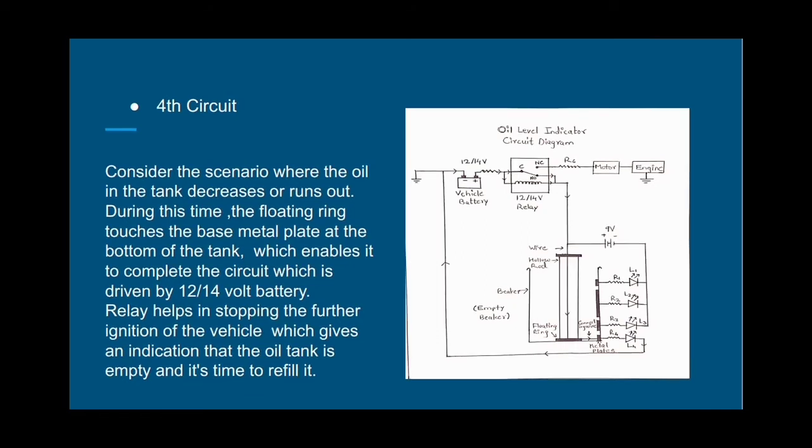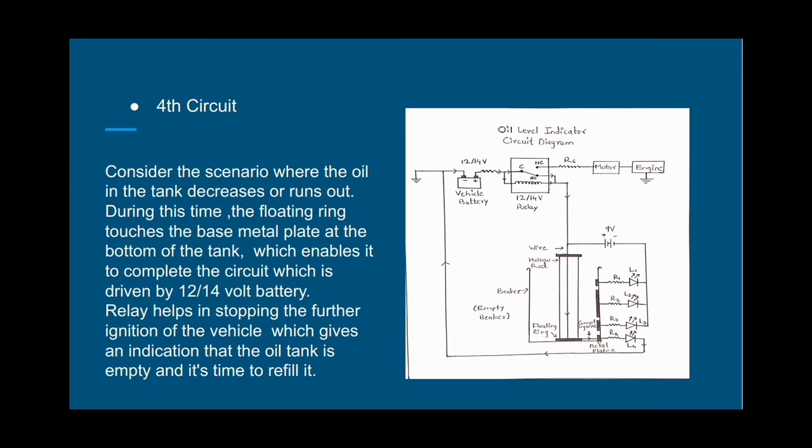Now consider the scenario where the oil in the tank decreases or runs out. During this time, the floating ring touches the base metal plate at the bottom of the tank, which enables it to complete the circuit, which is driven by a 12 to 14 volt battery. The relay helps in stopping the further ignition of the vehicle, which gives an indication that the oil tank is empty and it's time to refill it.